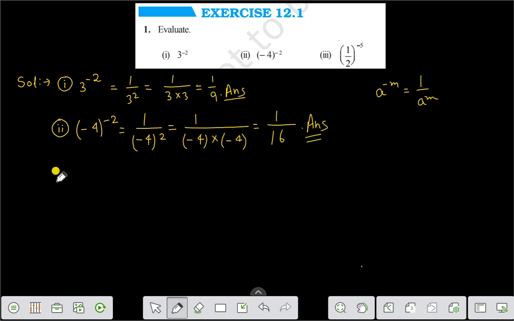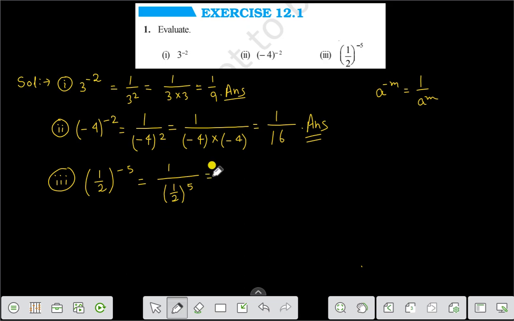Now question number 3. Here you see question number 3 is 1 by 2 to the power minus 5. Again, we'll apply this formula that a to the power minus m is equal to 1 by a to the power m. 1 by 2 to the power 5.